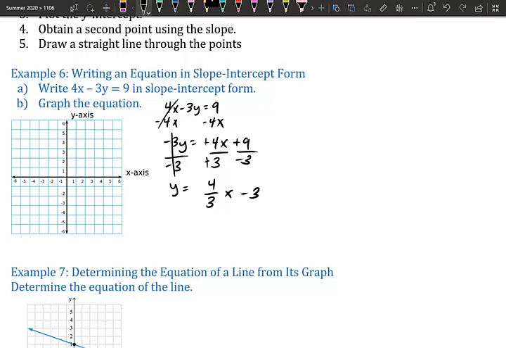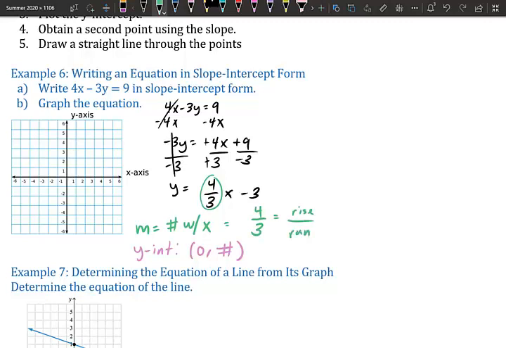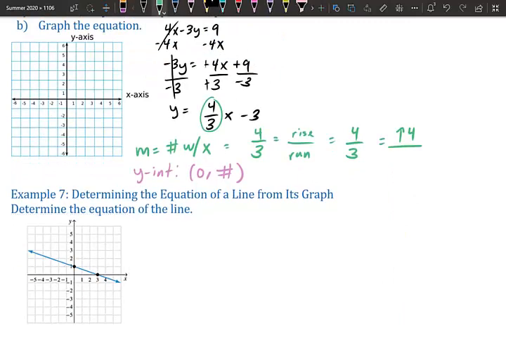So now that we have y equals, we can determine our slope and our y-intercept. Your slope is always the number with x. So the number with the x is 4/3. Remember, slope is rise over run. So since it's 4/3, I'm going to go up 4 and right 3.